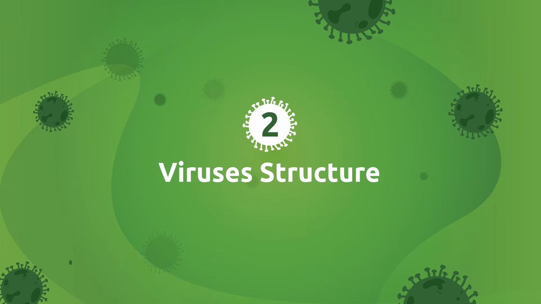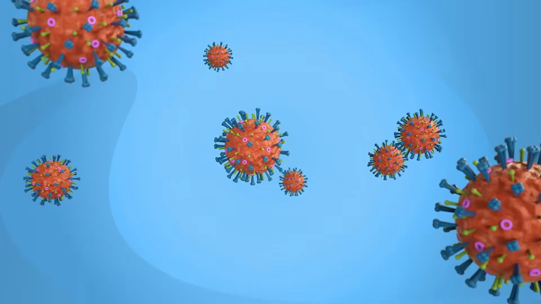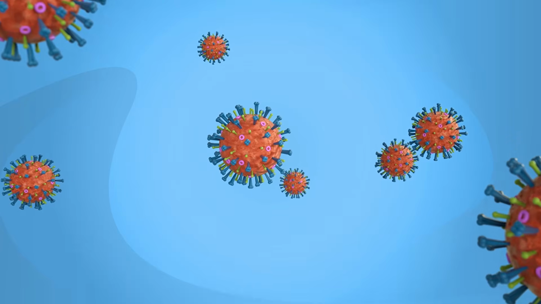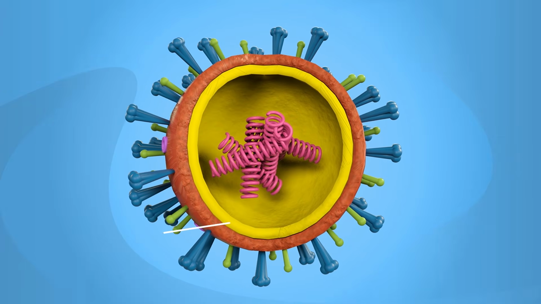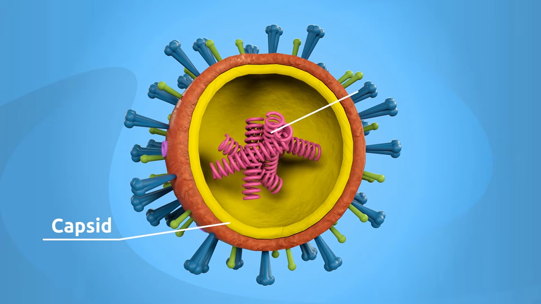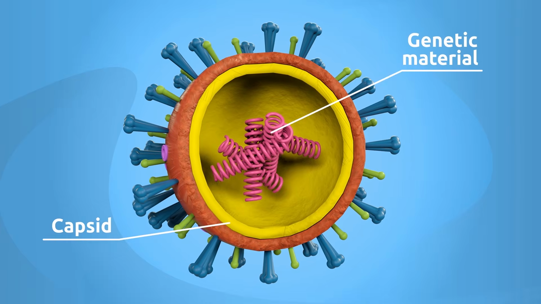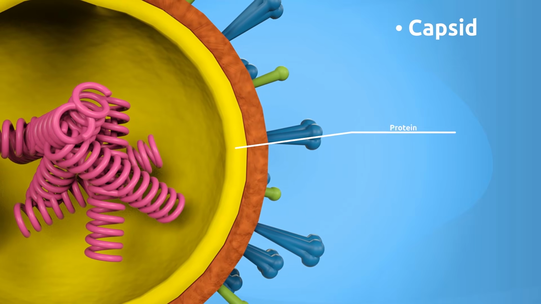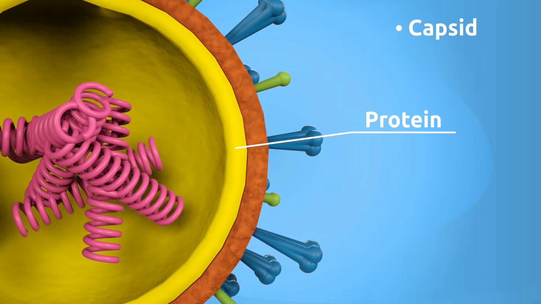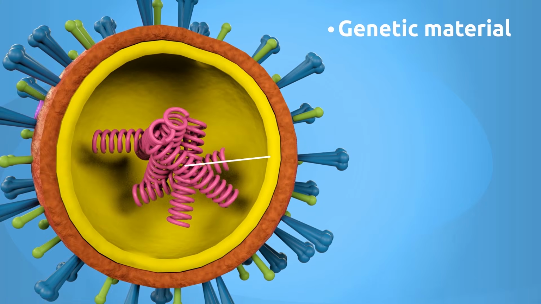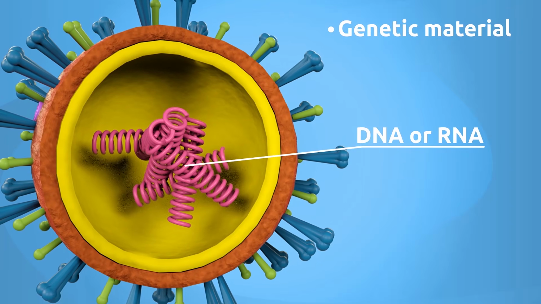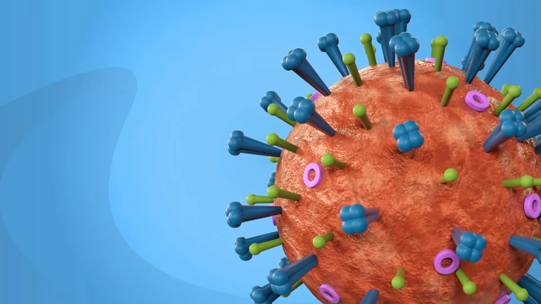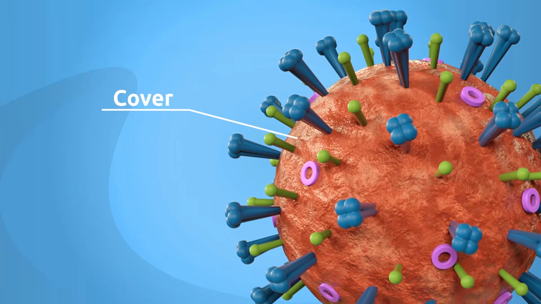Virus's structure. Viruses are simple organisms, found almost anywhere. Their main structure consists of an exterior shell called capsid and genetic material found inside the virus. The capsid is usually made of protein. The genetic material, which can be either DNA or RNA, contains necessary information to elaborate and form the complete structure of the virus. Some viruses may have an additional outer wrapping cover.